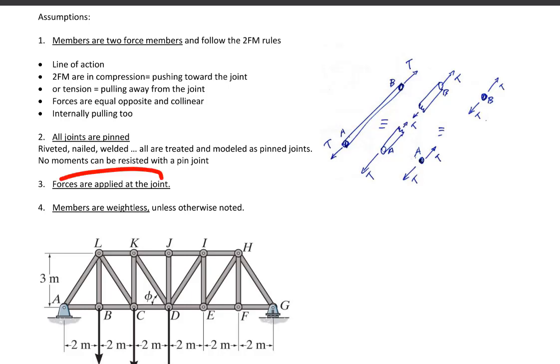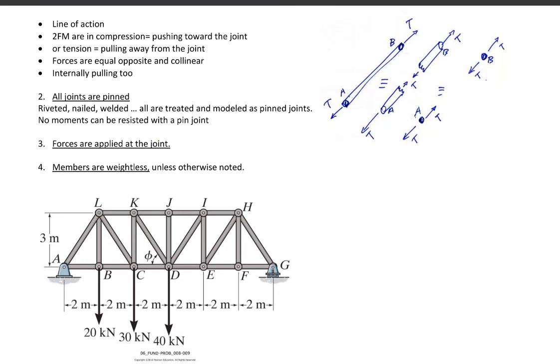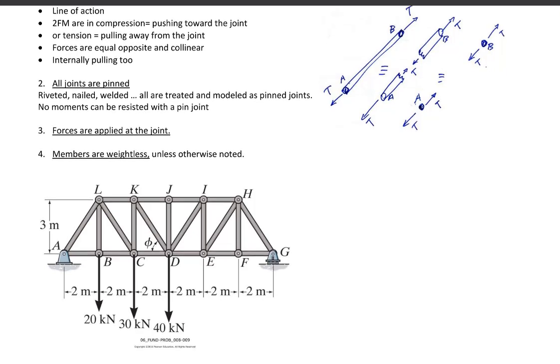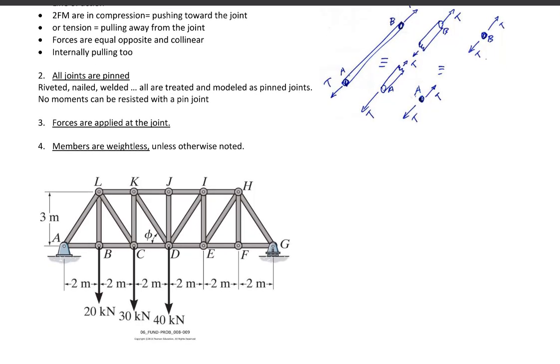All right, forces will be only applied at the joints. And also members are weightless unless otherwise noted. Now, we're not going to note anything other than weightless for at least right now. So here's an example of a truss. You can see that it's made of members and joints. All of the forces are applied at the joint or at a joint. The reactions will also be at the ends, or it could be any place, I suppose, but they will also be only at a pinned connection.